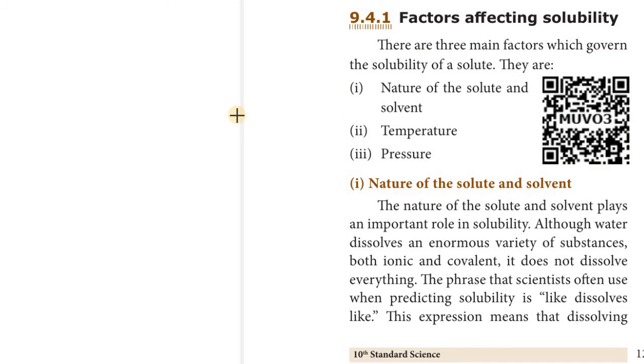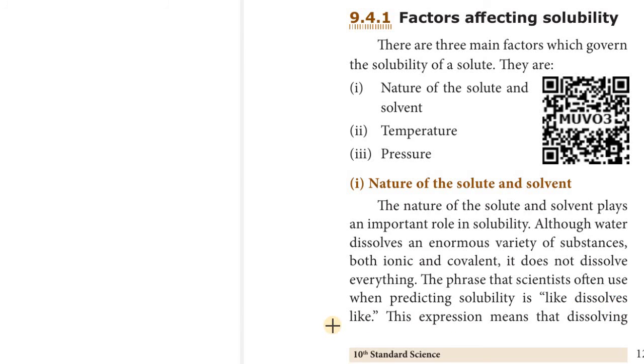Now let us talk about some of the factors which affect solubility. Effectively there are three main factors. First is the nature of solute and solvent, then temperature and pressure. The nature of solute and solvent plays an important role. Although water dissolves an enormous variety of substances, ionic and covalent, it does not dissolve everything, and the phrase that scientists often use when predicting solubility is like dissolves like.